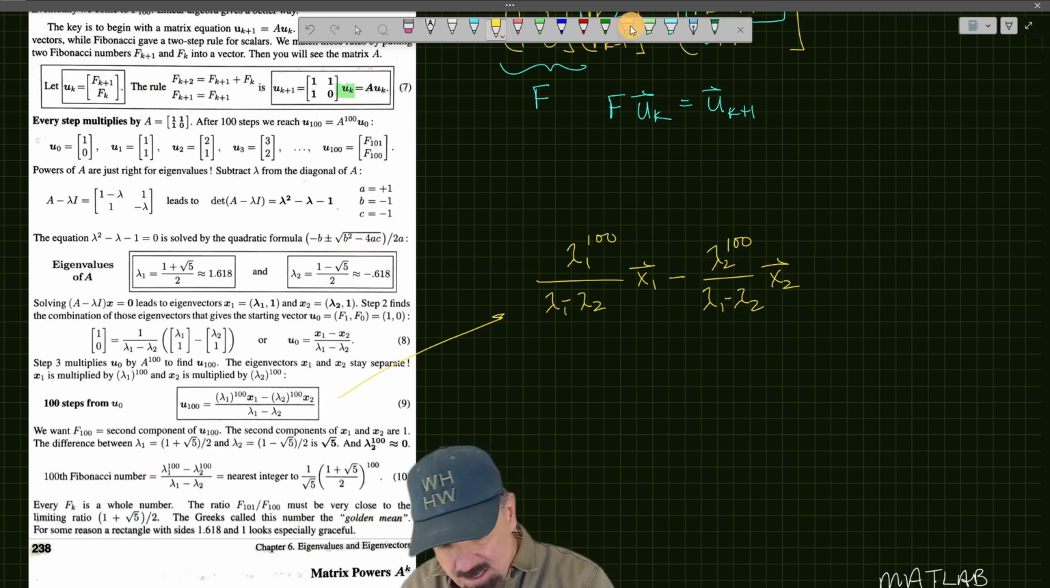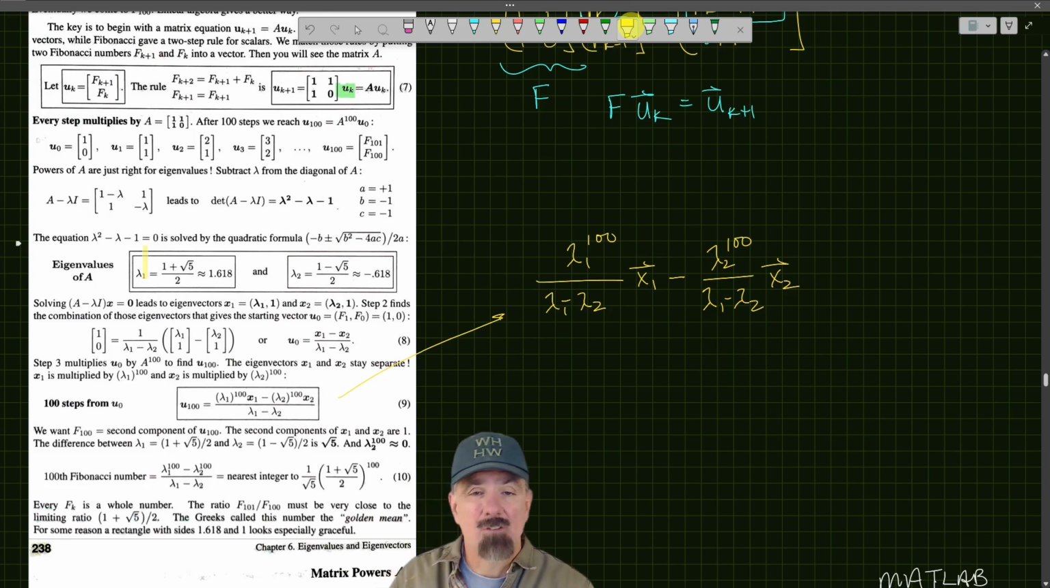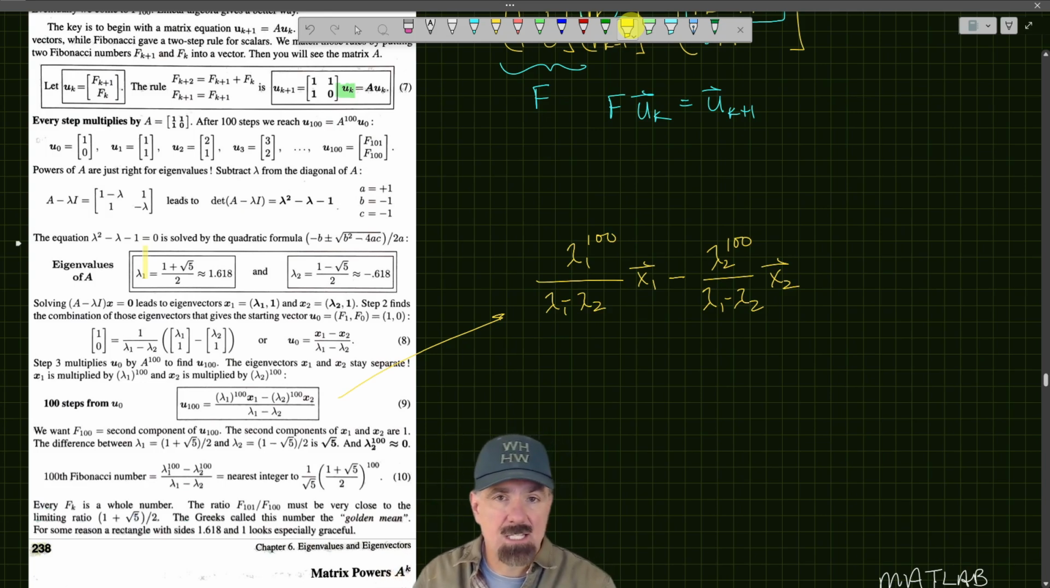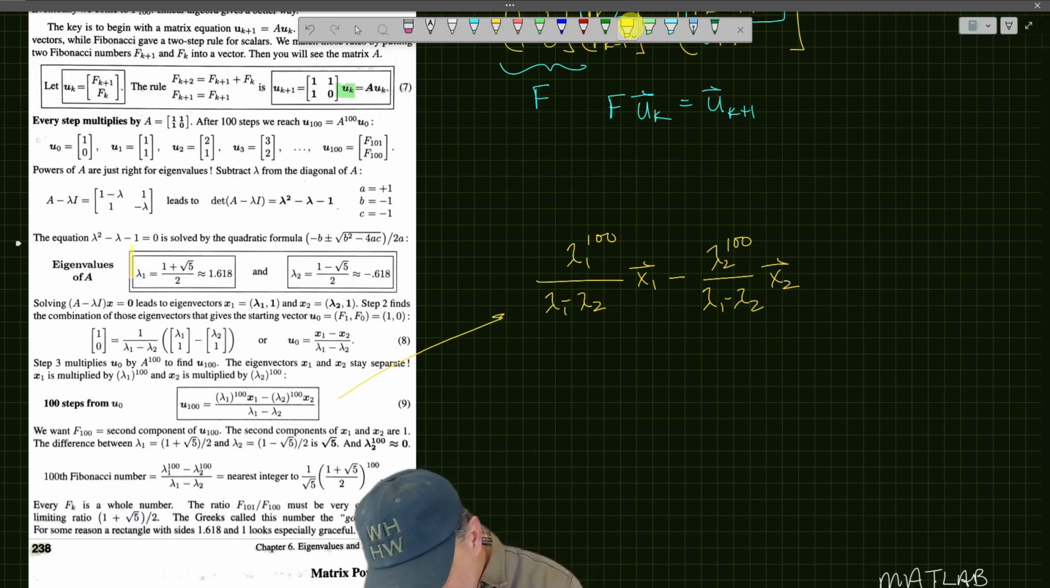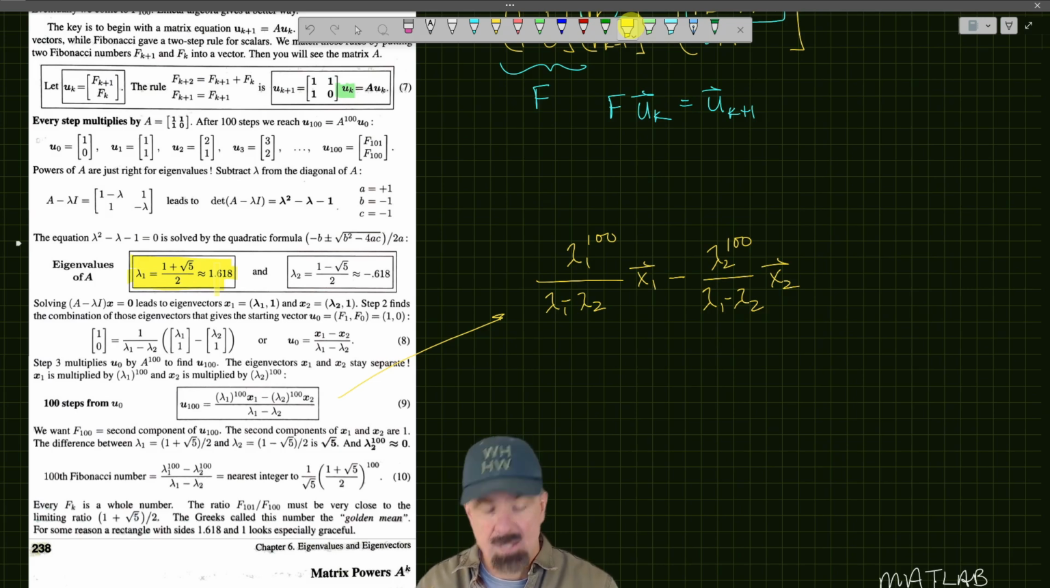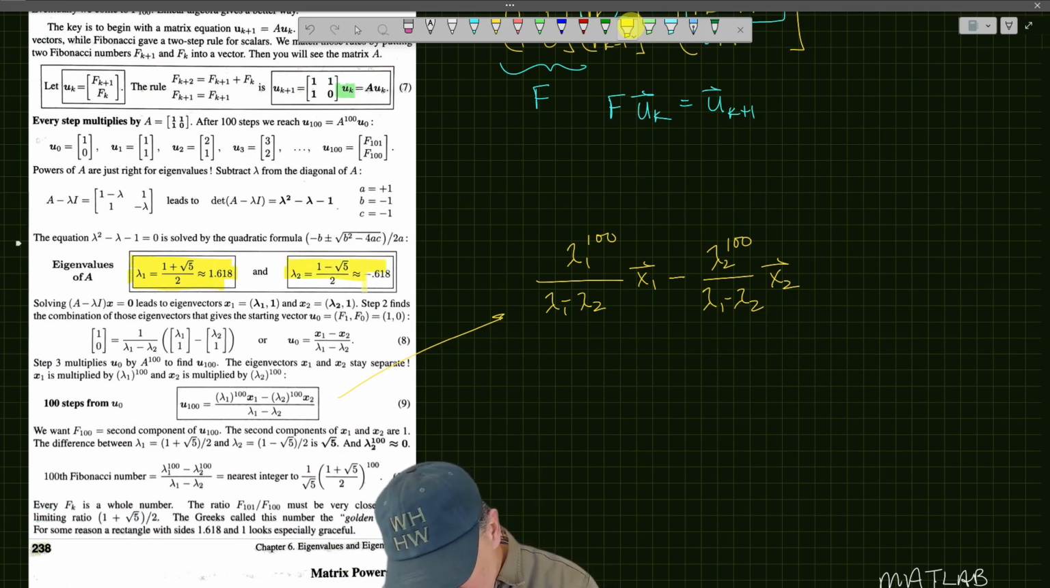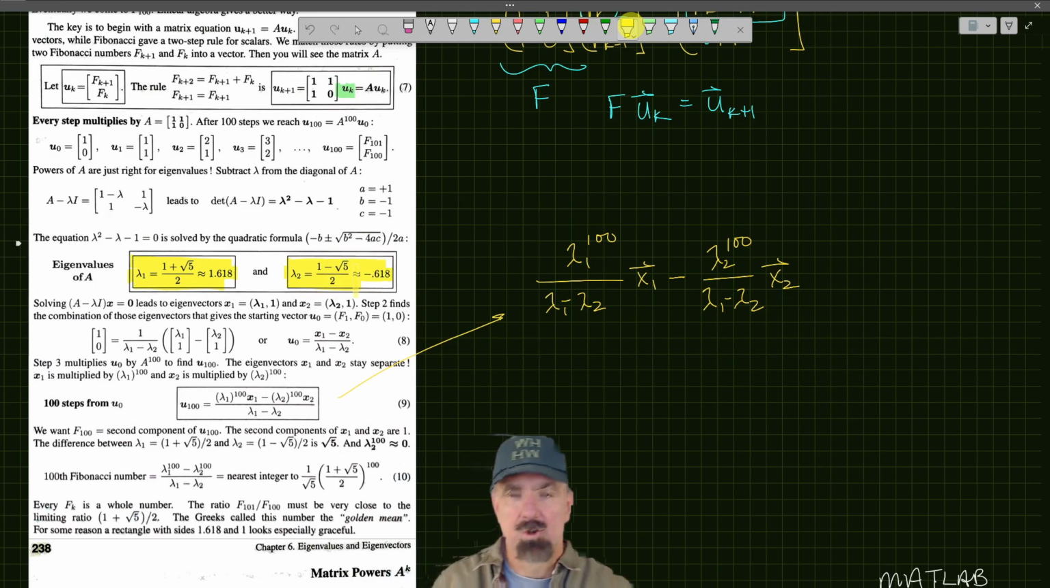And it's easy to solve, of course. It's a 2 by 2 matrix. We can easily find the eigenvalues and the eigenvectors, but he gives us the exact representation for the eigenvalues in terms of irrational numbers. They include the square root of 5.